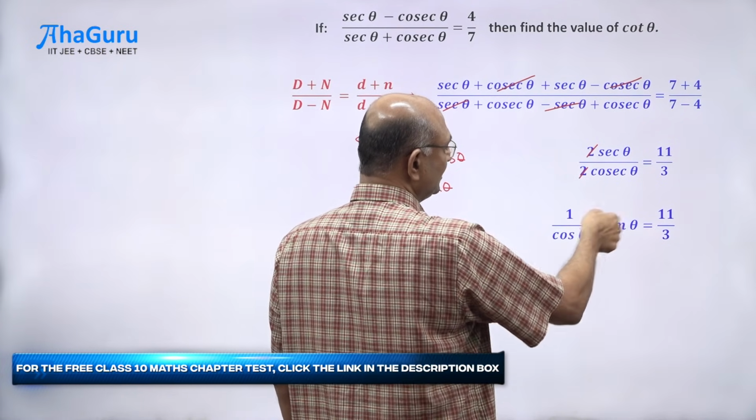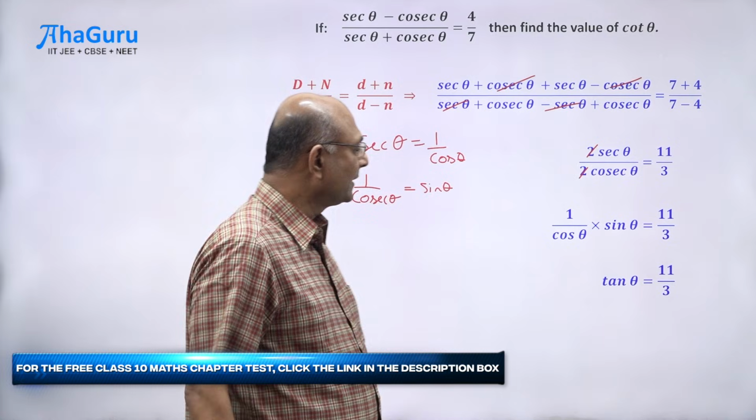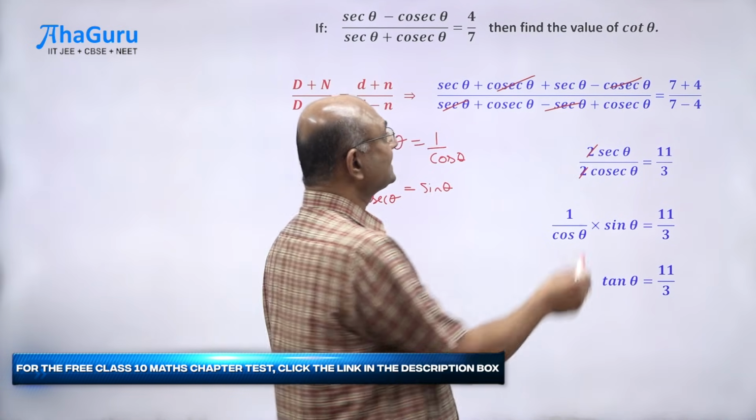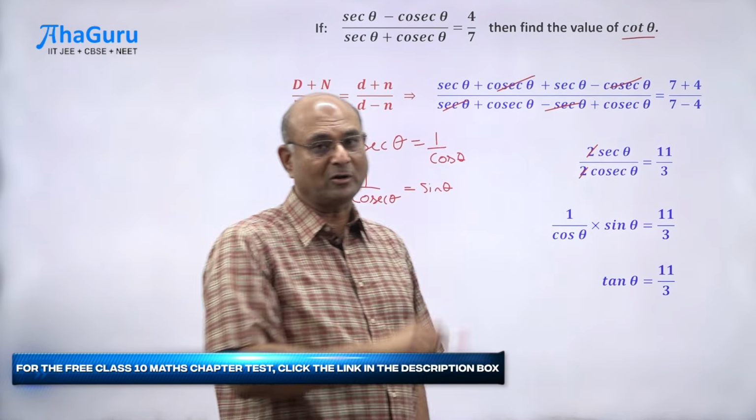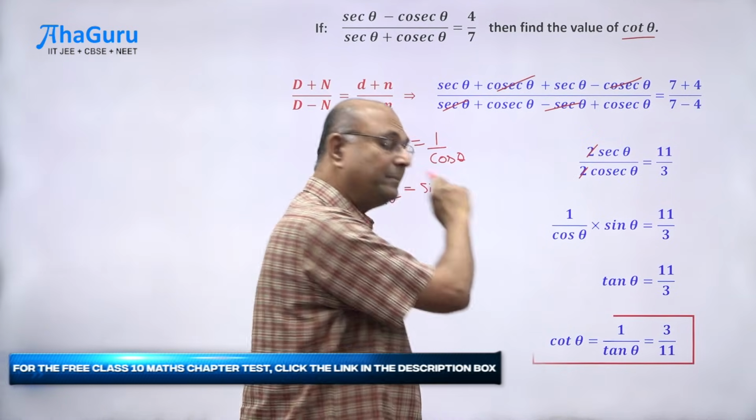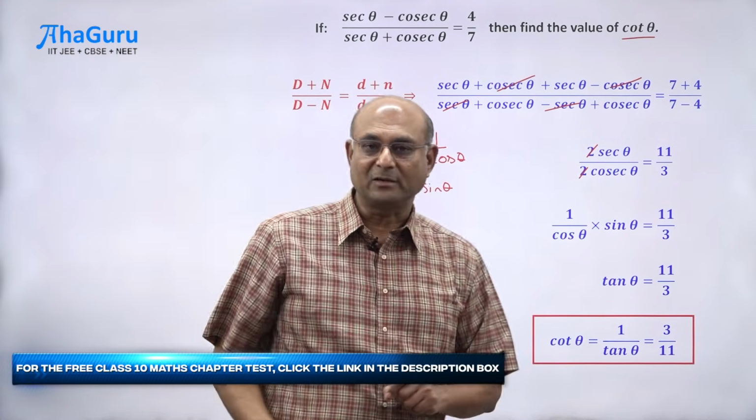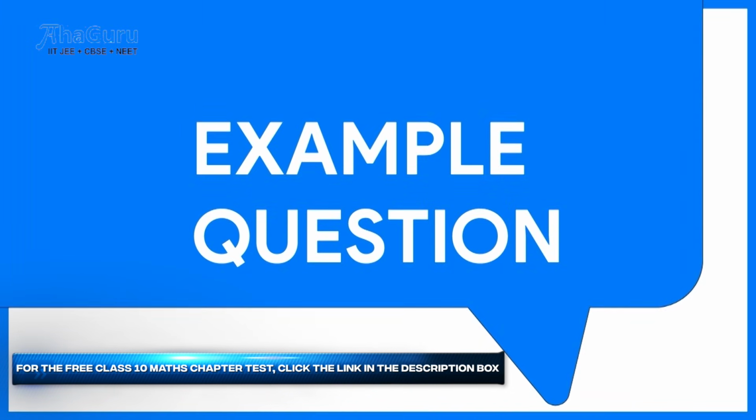Now what is this? This must be 11 by 3. So this is tan theta. Tan theta equal to 11 by 3. But if tan theta is 11 by 3, the question is asking you for cot theta. Cot theta will be the reciprocal of tan theta. So it will be 3 by 11. Cot theta is equal to 3 by 11.